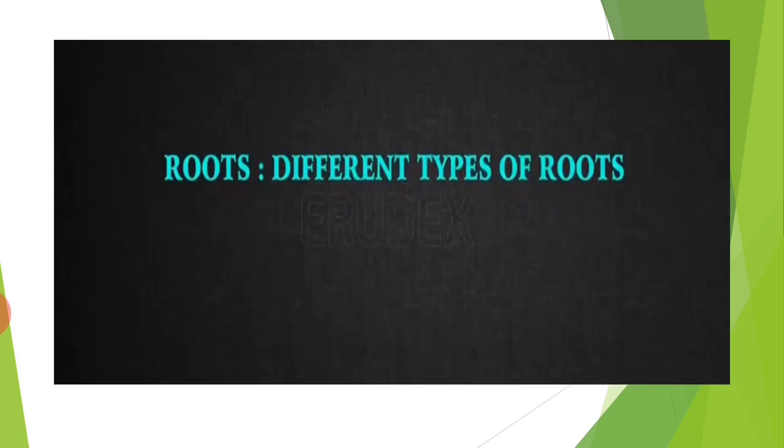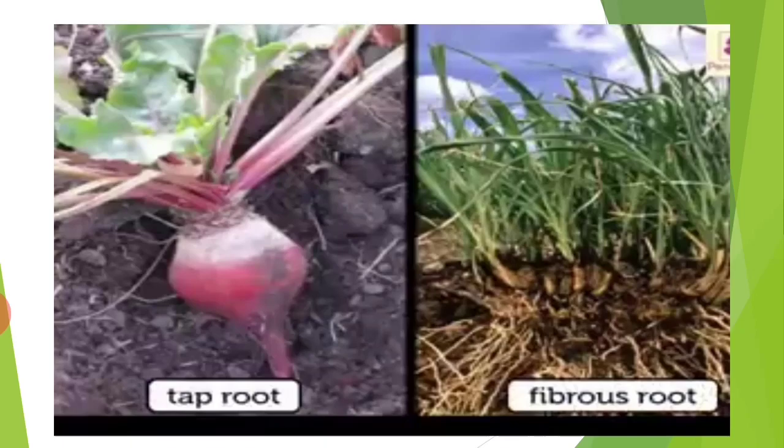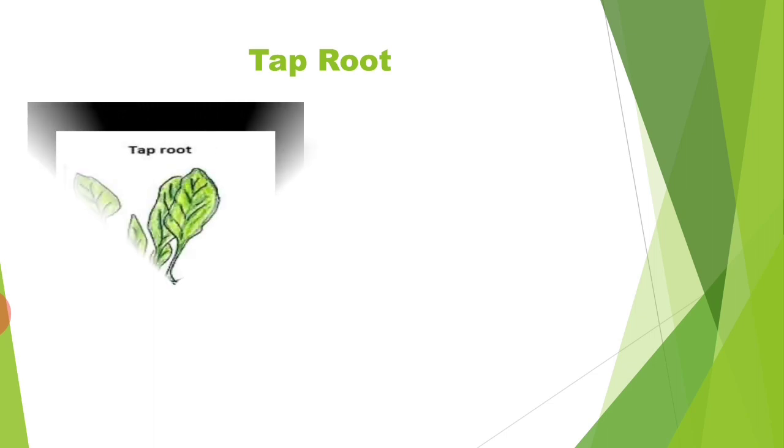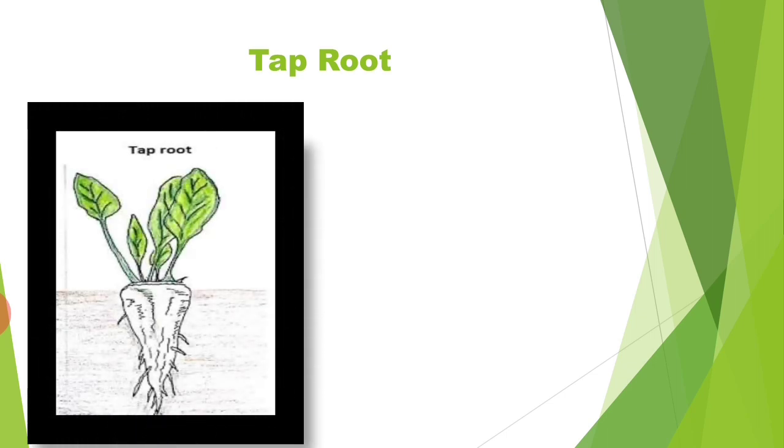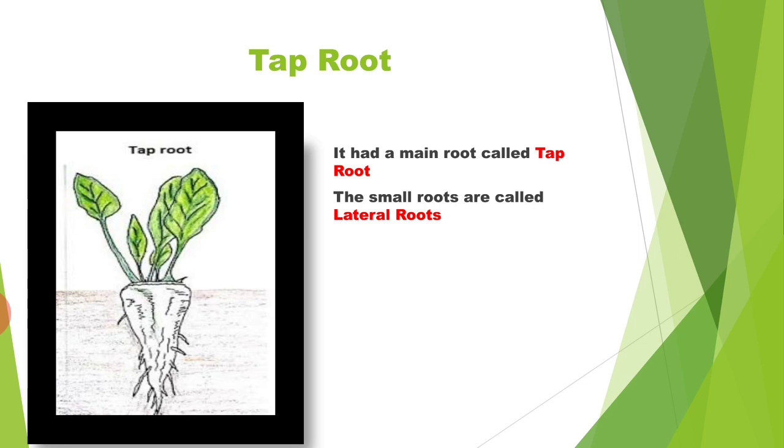Roots are also of two types. One is taproot and the other is fibrous root. Okay. What is a taproot? As you can see from the figure, it is a big thick root and it is straight. So it has a main root. That main root is known as a taproot. It is thick and it goes straight inside the ground. And the small roots, as you can see from the figures, that are coming out are known as the lateral roots.